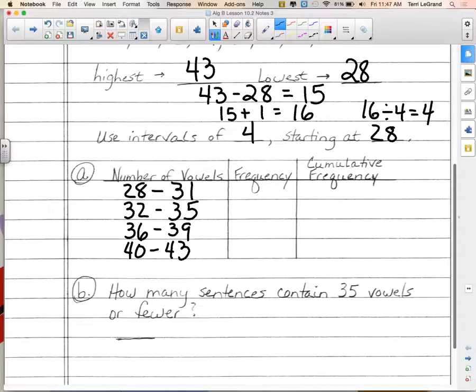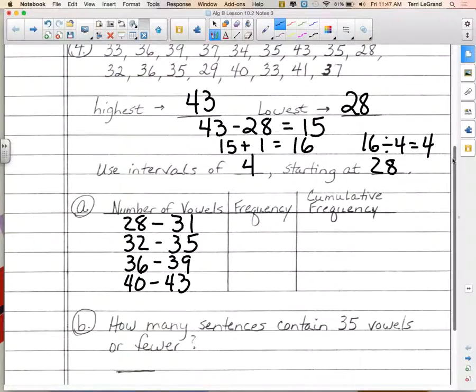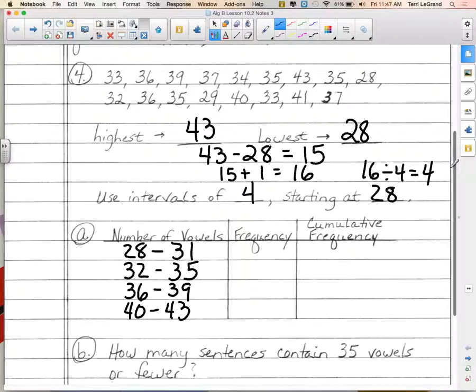Now go ahead. You know how to do the frequency part. Go ahead and do that, because that's what we were doing yesterday. In the 28 to 31 range, you're going to circle, box, X, all the numbers, and count up how many of them you have.